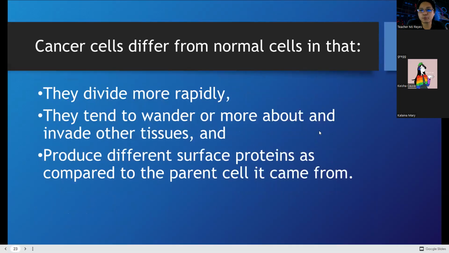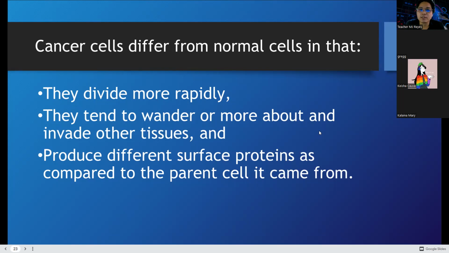Cancer cells differ from normal cells in that, number one, they divide more rapidly. Remember that cell division is not as fast as you think. Cell division needs ample time to happen. The cell needs to prepare. Here comes our cell cycle. Cells need to prepare for possible cell division. But in cancer cells, they divide more rapidly.